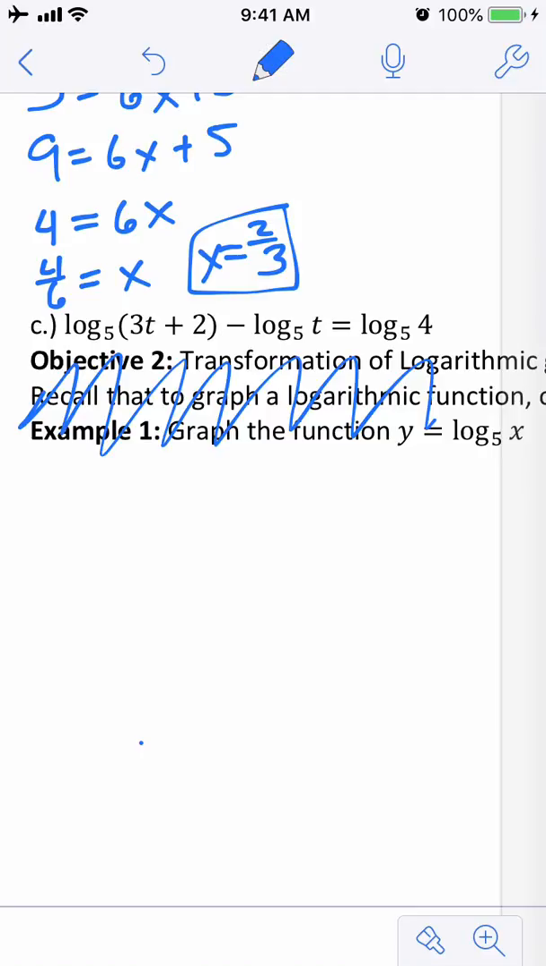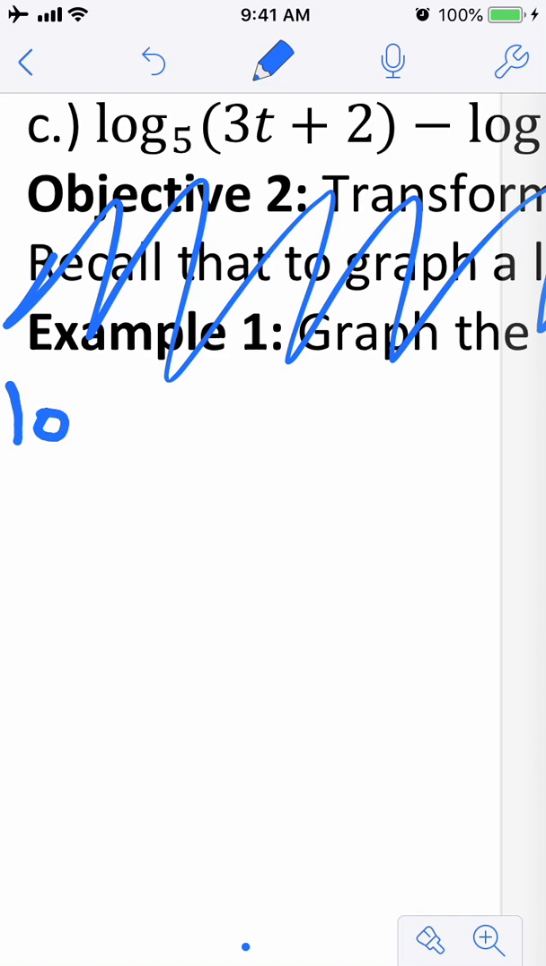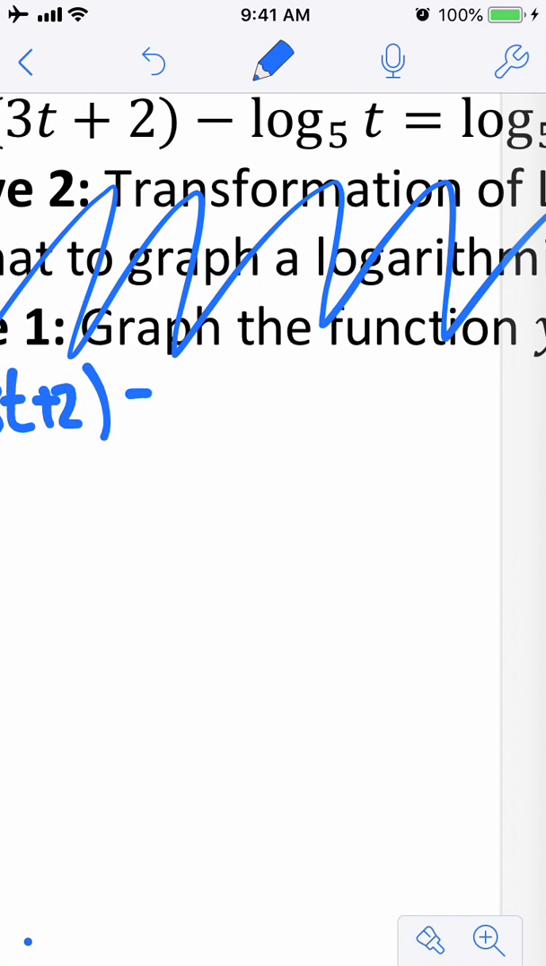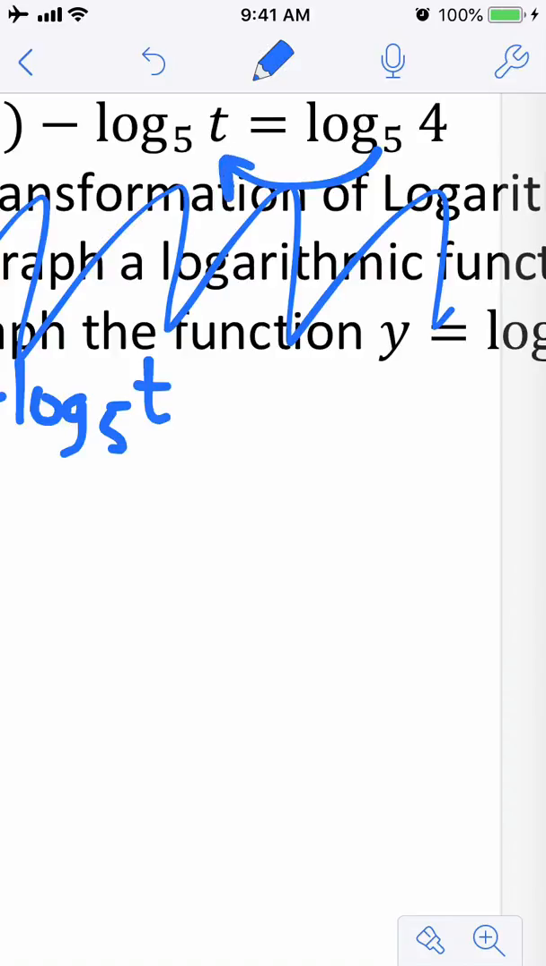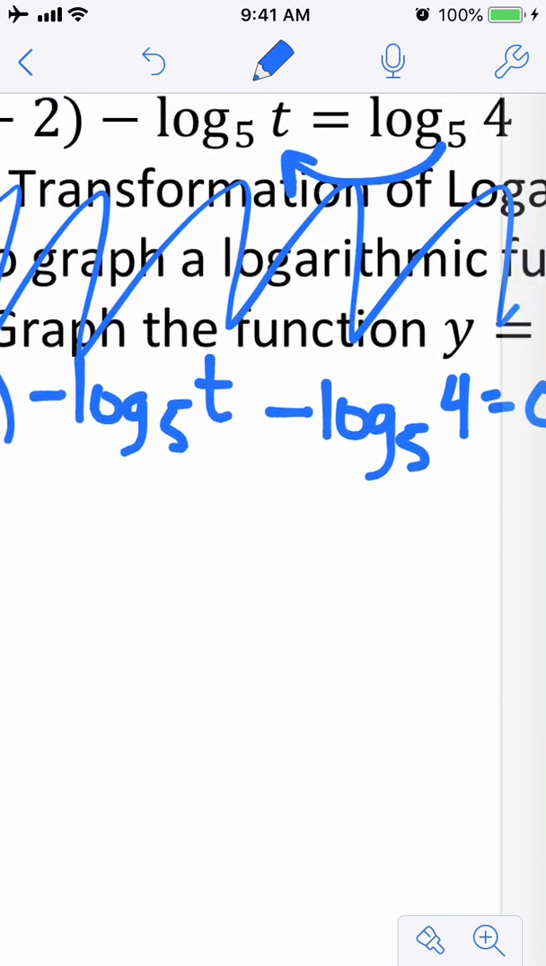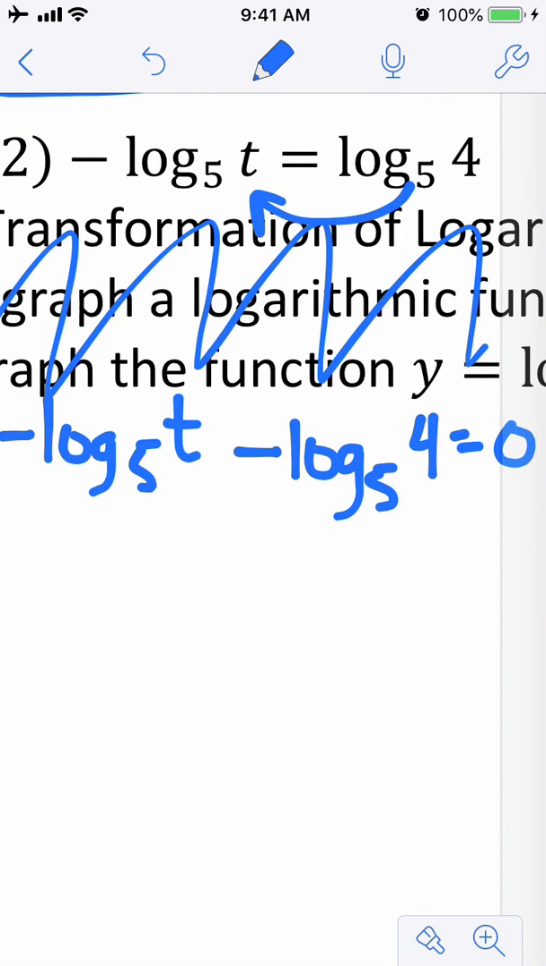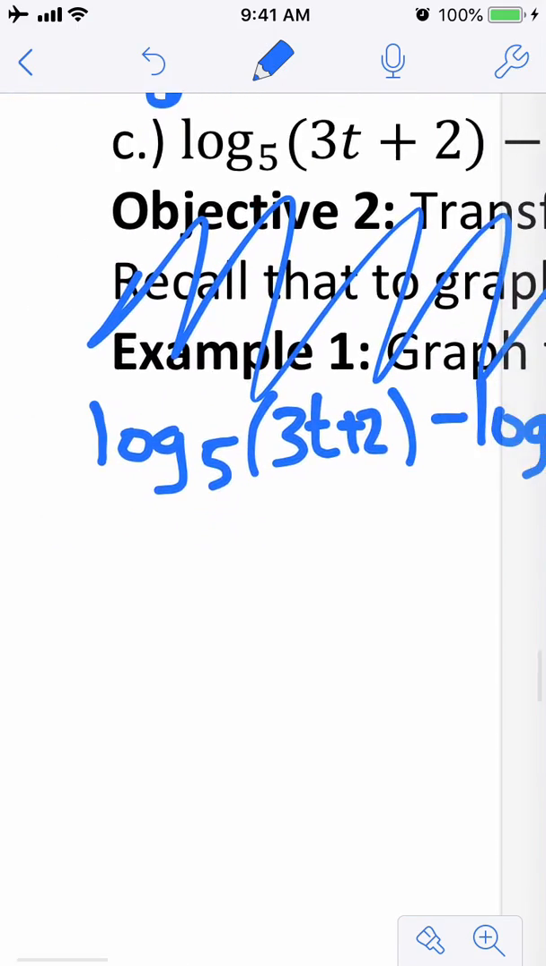Get all the messy things to the same side so that you can do a simple problem as opposed to trying to do multiple problems, right? So log 5 of 3t plus 2 minus log 5 of t, that I didn't change, but now I'm moving this guy over here, minus log 5 of 4 equals 0. Notice how it follows the same rules. When you subtract something, you subtract it to the other side. When you move something over that's positive, it now becomes negative. It's not any different because it's a log.